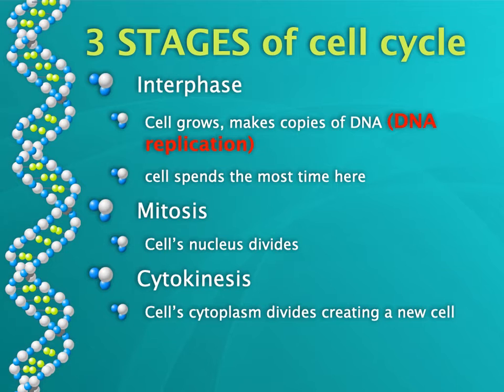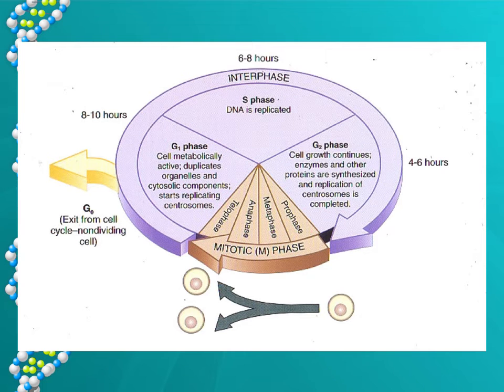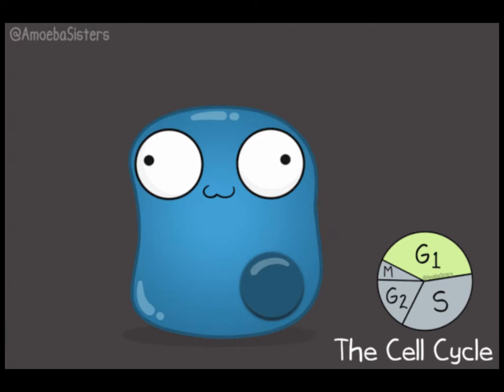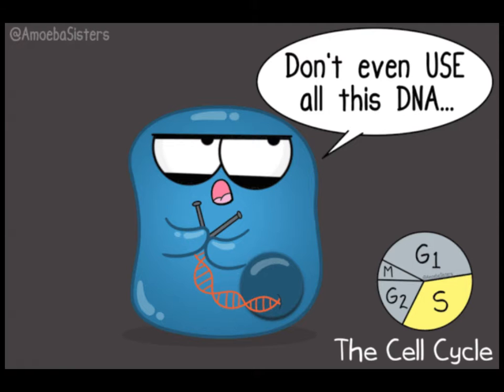There are three stages to the cell cycle. Interphase, where the cell grows, makes a copy of its DNA in something called DNA replication, and the cell spends most of its time in interphase. Mitosis is when the cell nucleus divides, and cytokinesis is when the cytoplasm divides, which creates a new cell. It's represented by a diagram as such, but we have a nice little GIF for you.